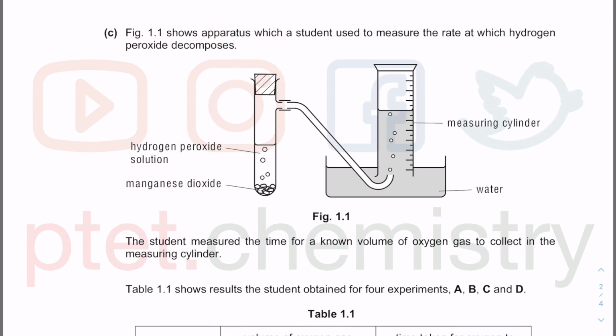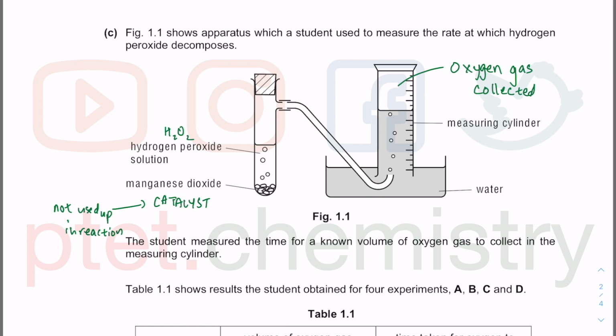The next bit of this question is the apparatus setup. This is the manganese dioxide, so that is the catalyst. Remember the definition of a catalyst: it is not used up in the reaction at all. It simply speeds up the rate of reaction. The hydrogen peroxide, H2O2, will decompose to give you oxygen gas. So oxygen gas is being collected in this measuring cylinder here.